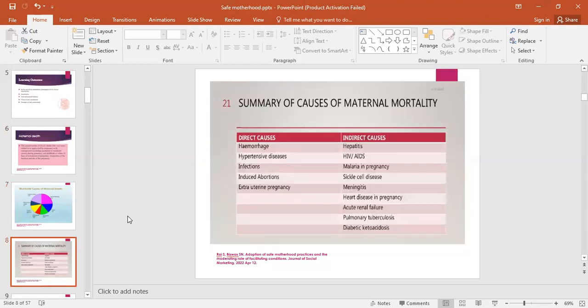Summary of causes of maternal mortality. Direct causes are hemorrhage, hypertensive disease, infection, induced abortion, and extrauterine pregnancy. And in indirect causes, there are other infectious diseases like hepatitis, HIV, AIDS, malaria in pregnancy, sickle cell disease, meningitis, heart disease in pregnancy, acute renal failure, tuberculosis, and diabetic ketoacidosis.